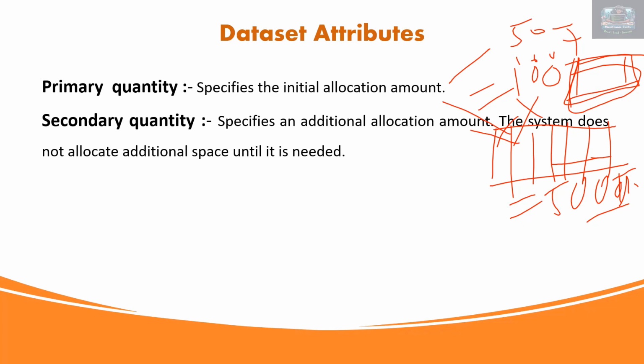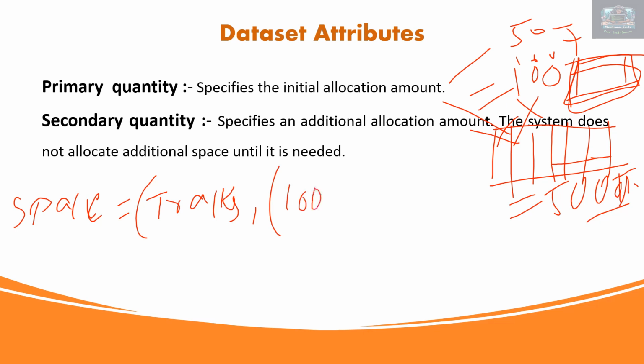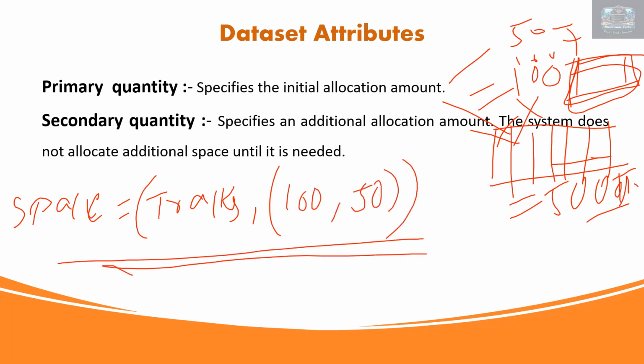If the data set needs more space, there is a small allocation. When you're creating it through code, you say space equals, I need it in tracks, and you say primary quantity is 100, and secondary quantity is 50. So this is how you allocate when you're doing it through coding. This is the primary quantity, this is the secondary quantity, this is the space unit. This is how I need 100 tracks of initial allocation.